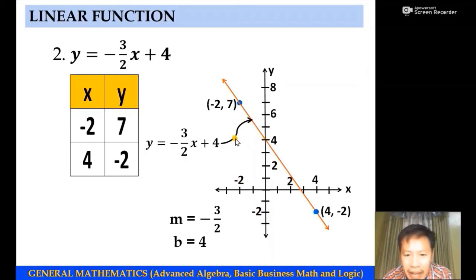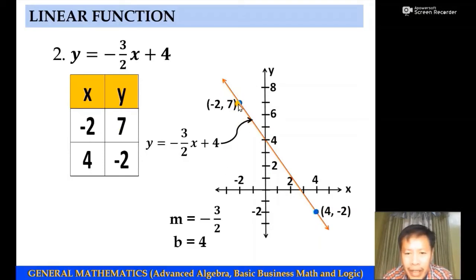You can get your slope here, you can also get your slope here, because slope is equal to change in y over change in x, or slope is equal to rise over run. Rise is change in y. Run is change in x. Since these are the two given points, we are going to consider this one. Starting from this point, we are going to go to this point using the coordinates.